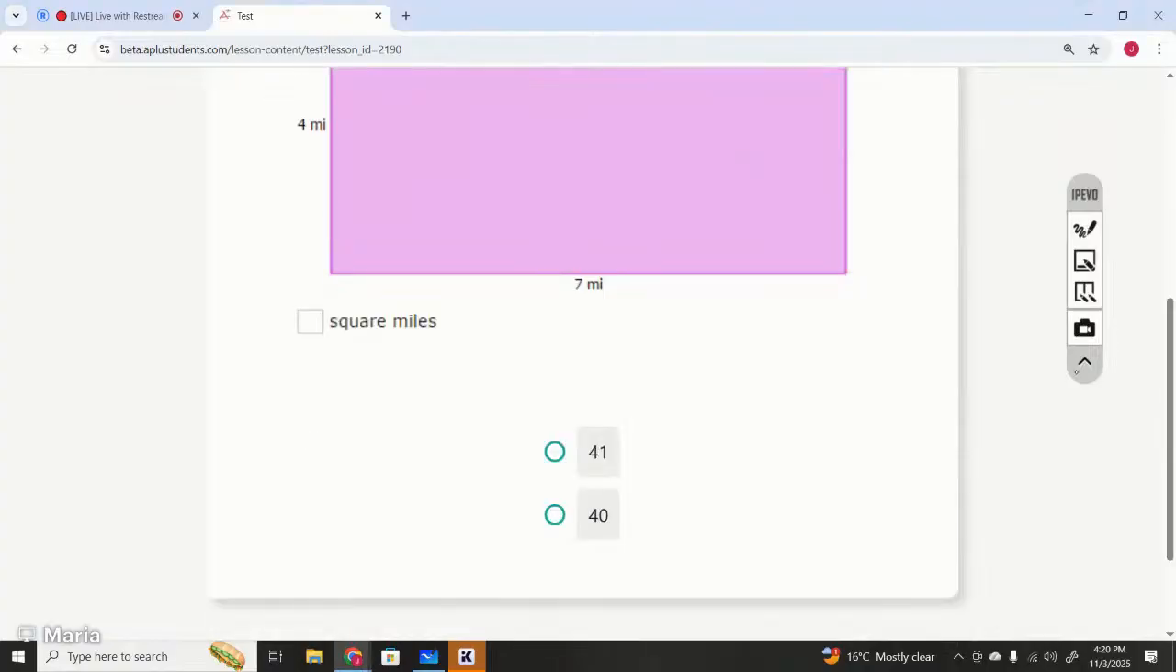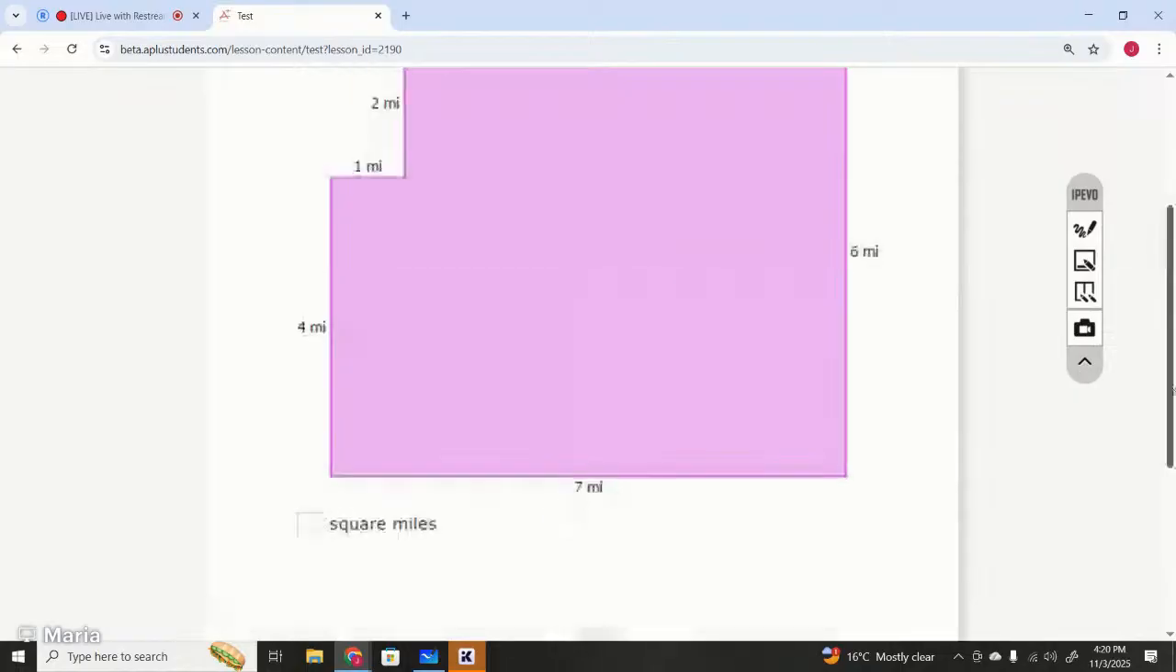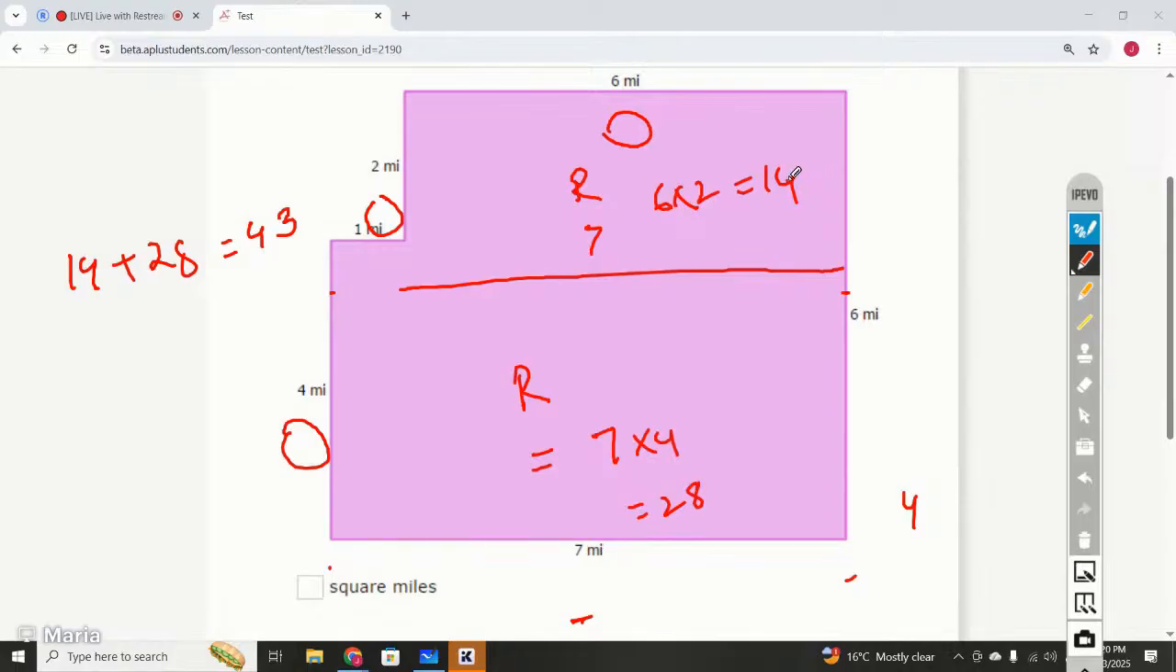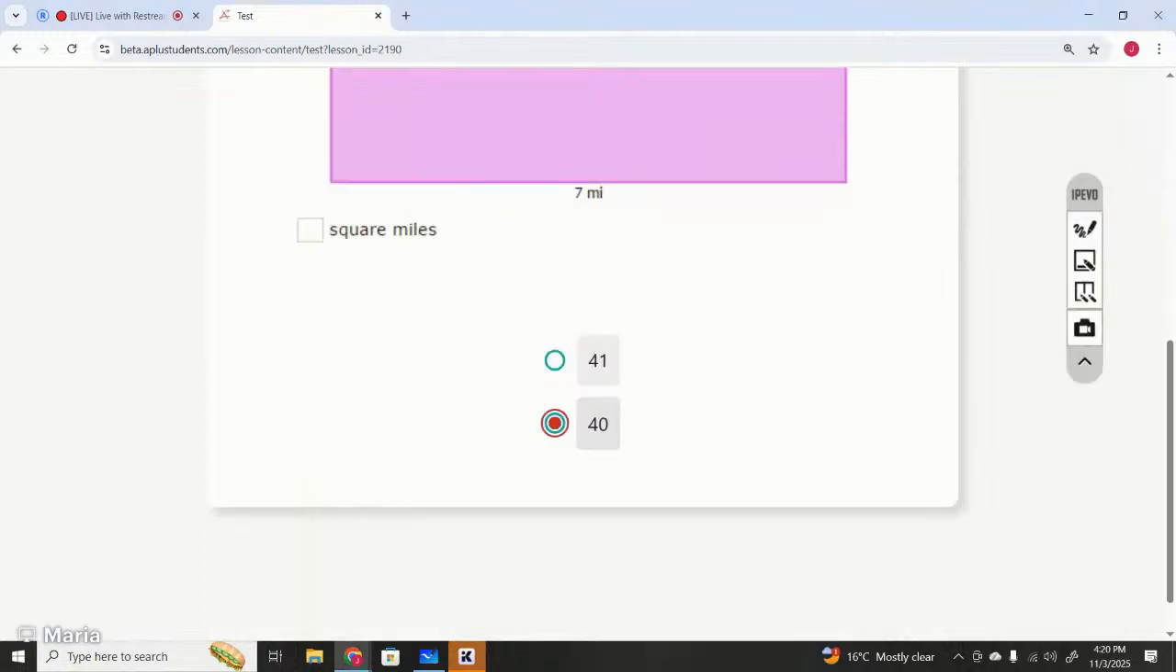Oh, that is 6 times 2 is not 14. 12 it is. So that is 40. The correct option is 40. So 28 plus 12 is 40. Option number 2 is the correct option.